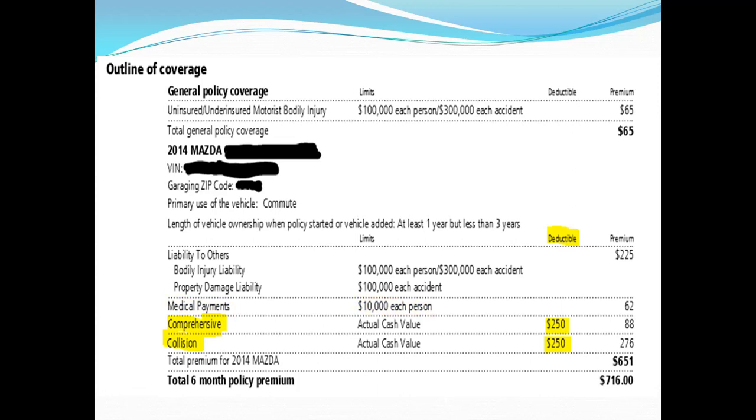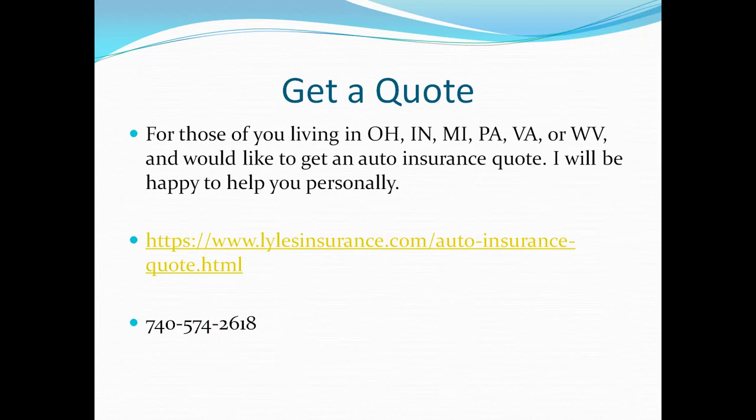And for the last part, comprehensive and collision coverage. In some states, you may see comprehensive listed as other than collision. But either way, they mean the same thing. And as you see here, they come with deductibles. This driver has chosen a $250 deductible for both comp and collision. So that will be their out-of-pocket expense if they ever have to file a claim on their vehicle.